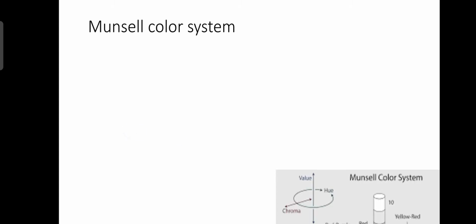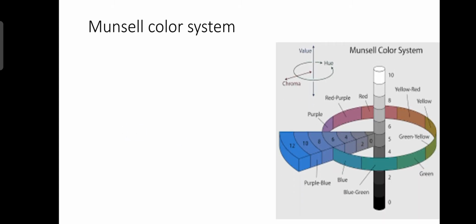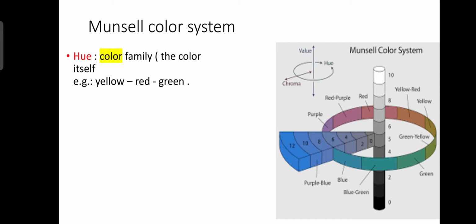This video will be mainly about color science. It will not be about the clinical steps in the clinic to select the shade. So we will start with the Munsell color system. Like you see in the photo, we have three components for this system. The first component is hue. Hue means the color itself or the color family, for example, if I say yellow color, red color, green color.